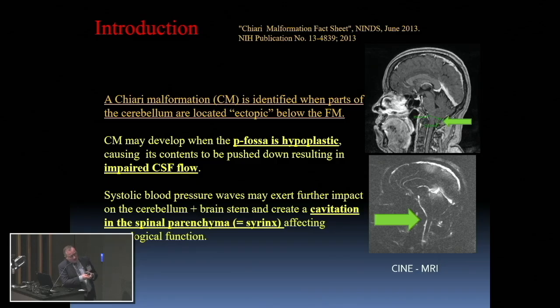Systolic pressure may then contribute to make this much worse by constantly pounding on that junction, and you get shear injury to the junction of the parenchyma, forming cavities called the syrinx. The syrinx then creates a lot more of the surgical morbidity and the neurological dysfunction.